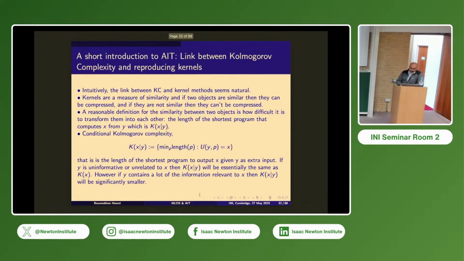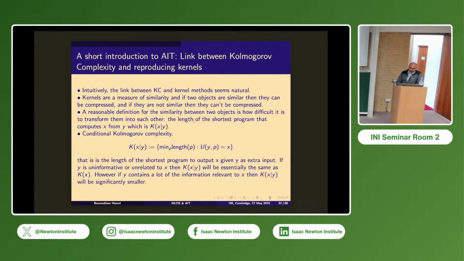And so the intuition is that the link between Kolmogorov complexity and kernel methods seems natural. Kernels are a measure of similarity, and Kolmogorov complexity is about compression. So it's natural to say that two objects are similar if they can be compressed to each other. So that's the general direction.